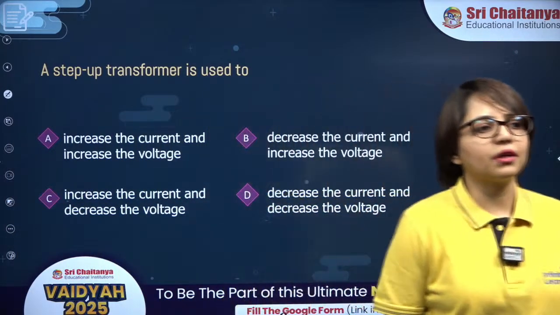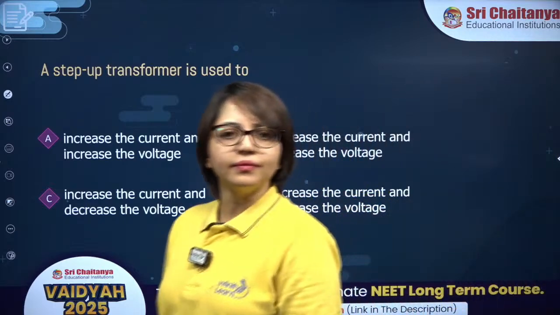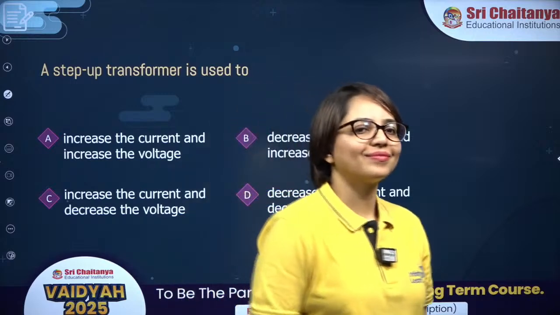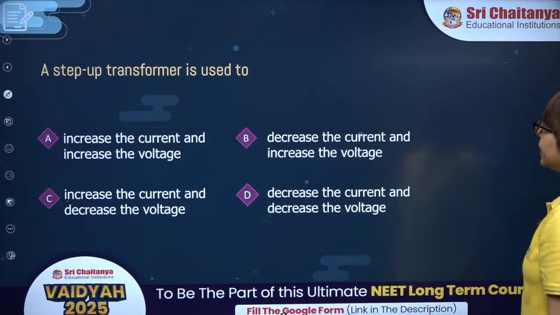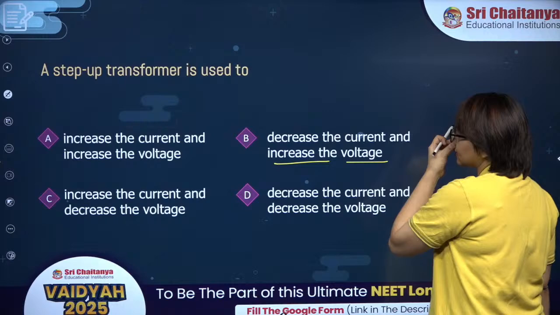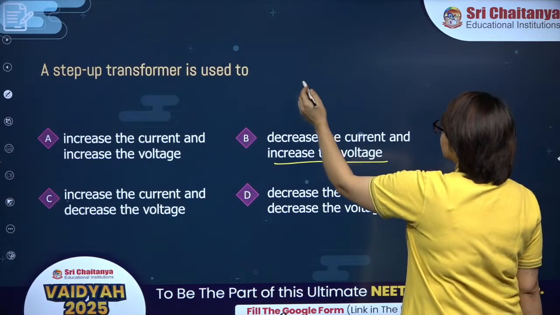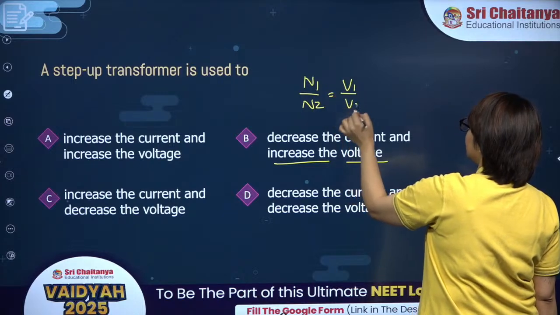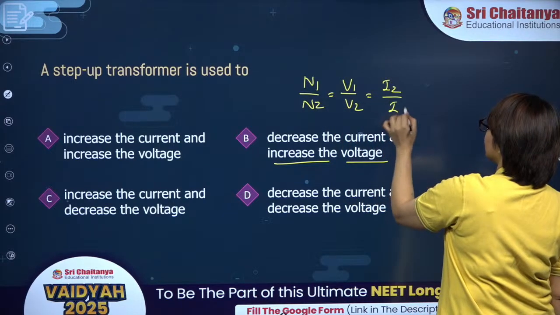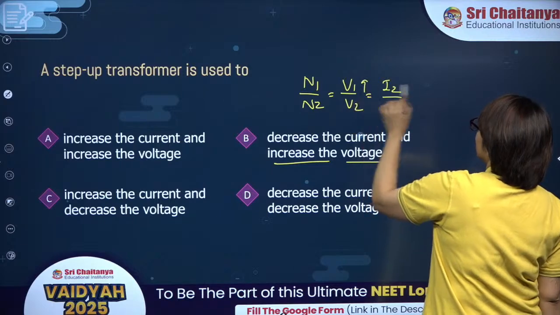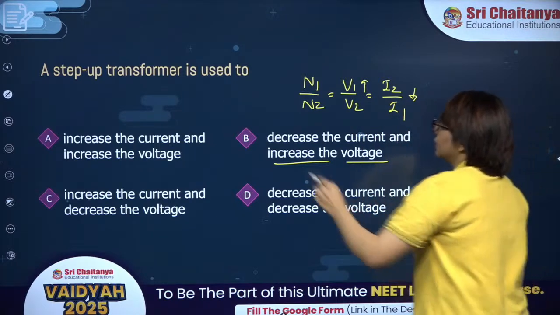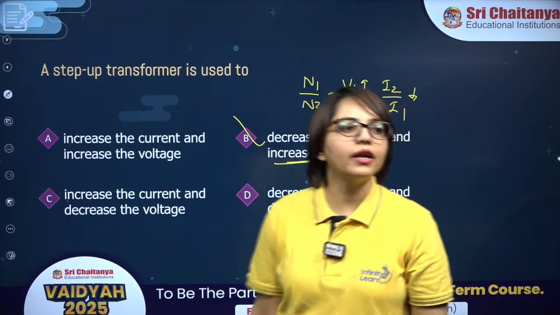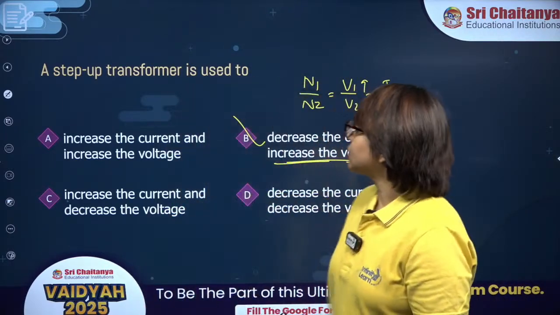Why do we use a step-up transformer? We use this one to increase the voltage and decrease the current, right? For an ideal transformer, N1 upon N2 is equal to V1 upon V2 is equal to I2 upon I1. So if you are increasing the voltage, current will decrease, right? So correct answer is option B, decrease the current and increase the voltage. Well done beta, well done everyone. Chaliye, let's move on to the next one.